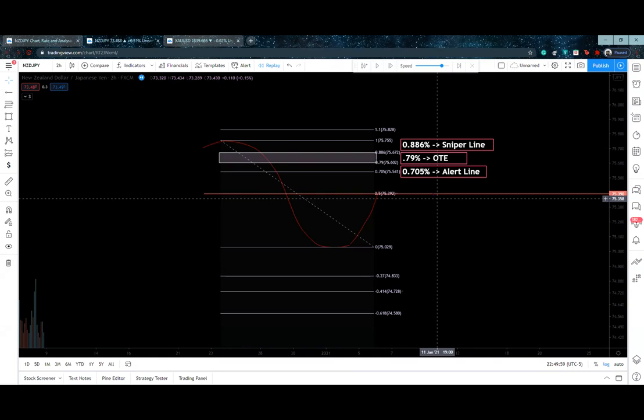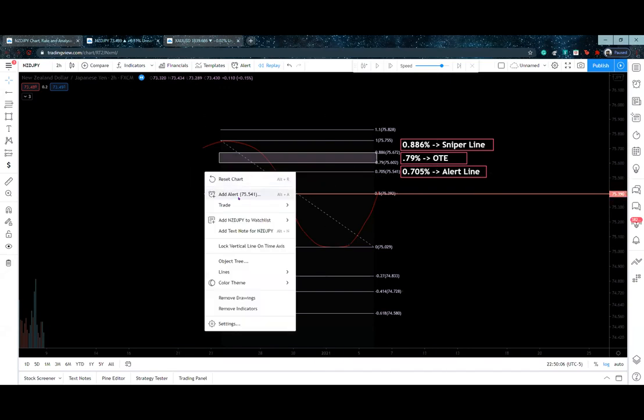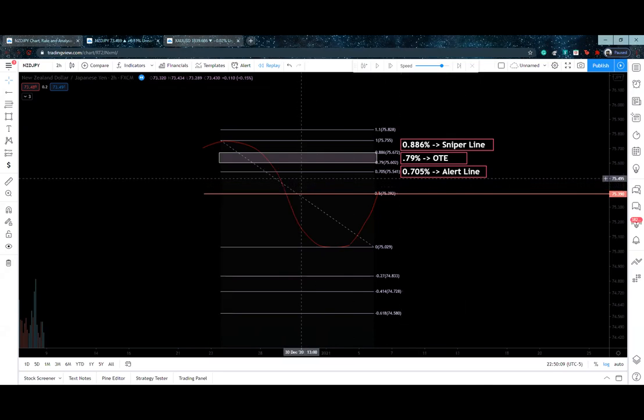If they want to enter manually, they can use the 705 line as an alert on TradingView. If I just right click here and go to add alert on my 705 line, when price reaches that point, I can pull out my phone, and instead of using the 79 as a limit, I can just check the 705 line and see whether it already blasted past my entry, in which case my setup isn't valid, or whether it's actually holding at that position and showing some type of reaction.